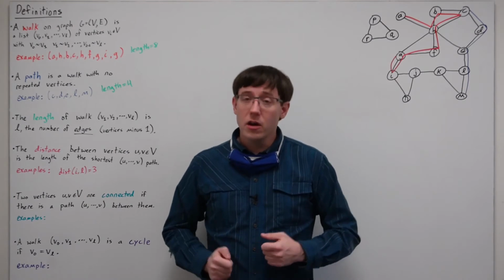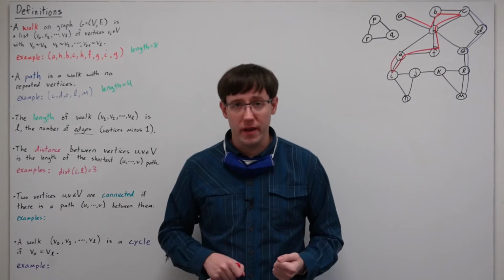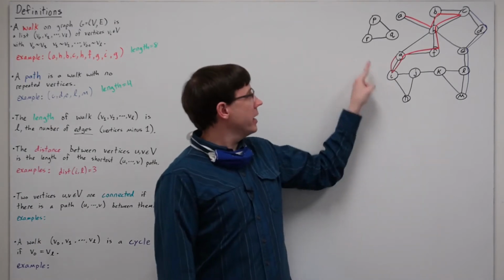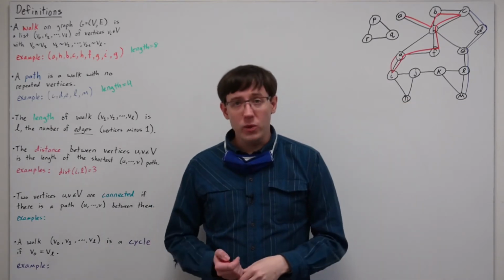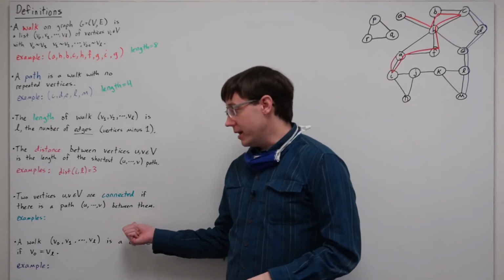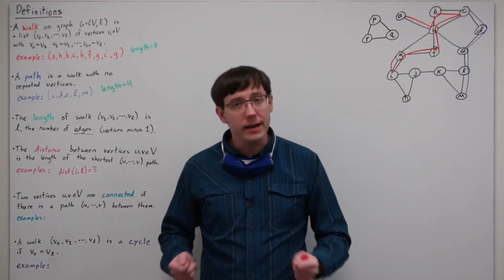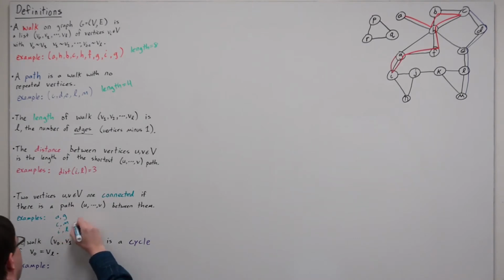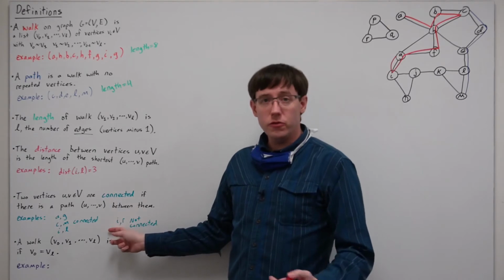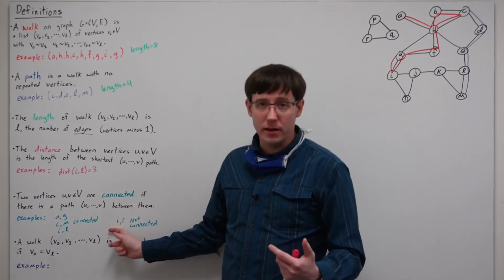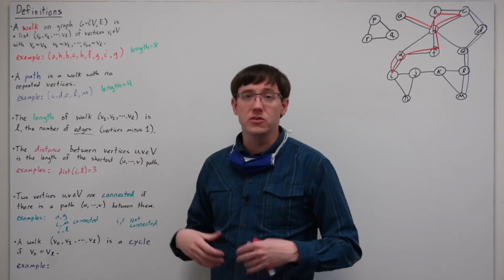On the other hand, for some pairs of vertices, there might be no path between them. For example, from I to R, this graph has no path. In that case, we say that those vertices are not connected, whereas if there is a path, we say the vertices are connected. And if two vertices are not connected, then we say that the distance between those two is undefined.